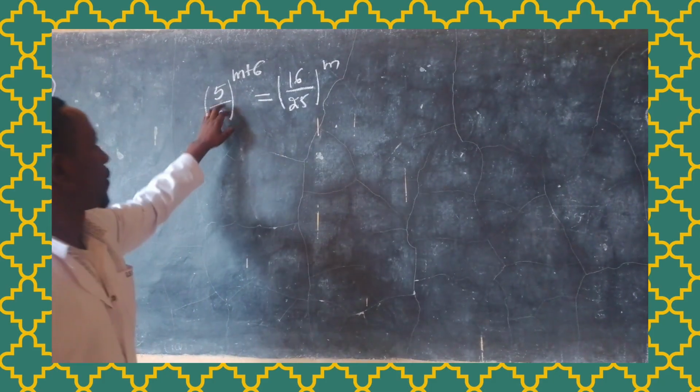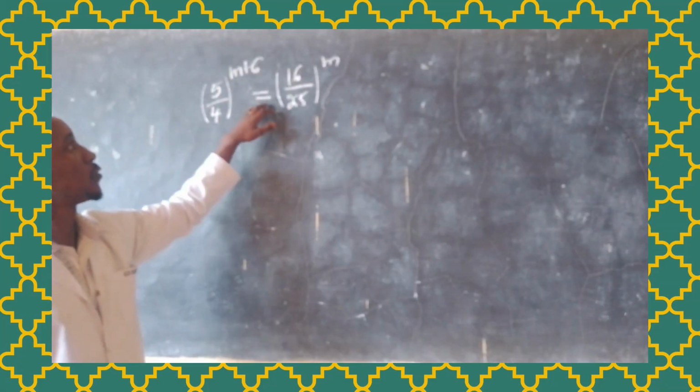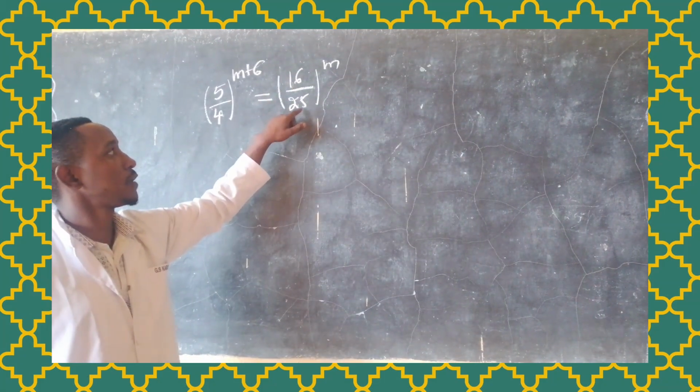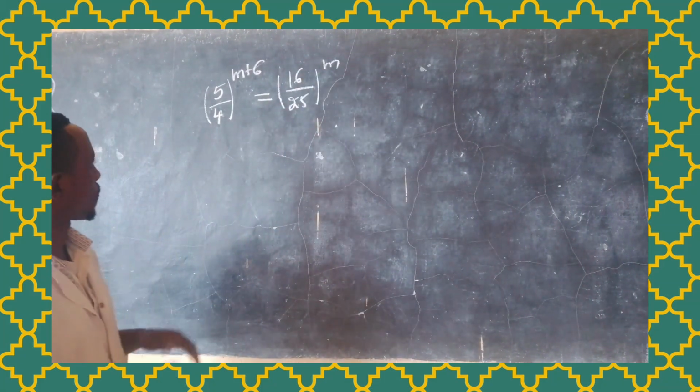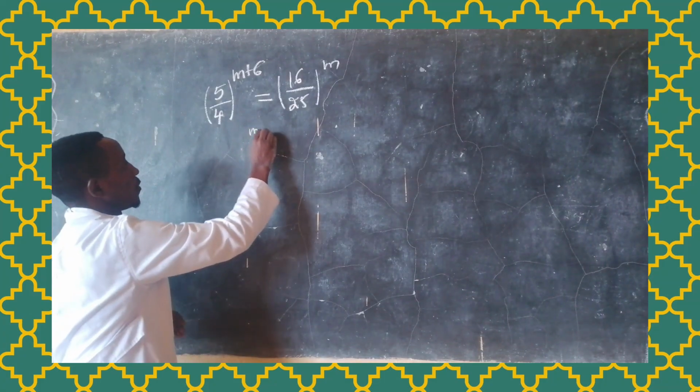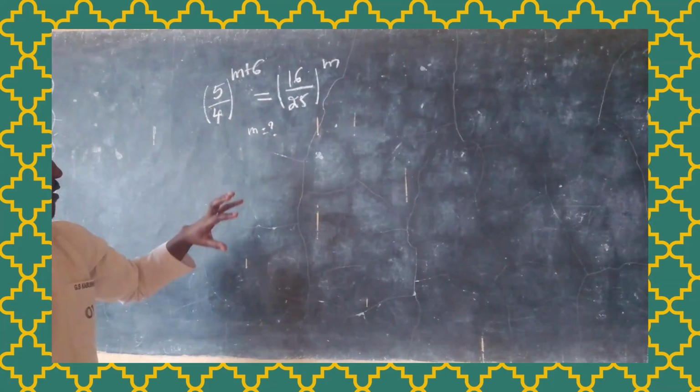(5/4)^(m+6) = (16/25)^m. Find the value of m. So m is equal to what? So how to solve this?